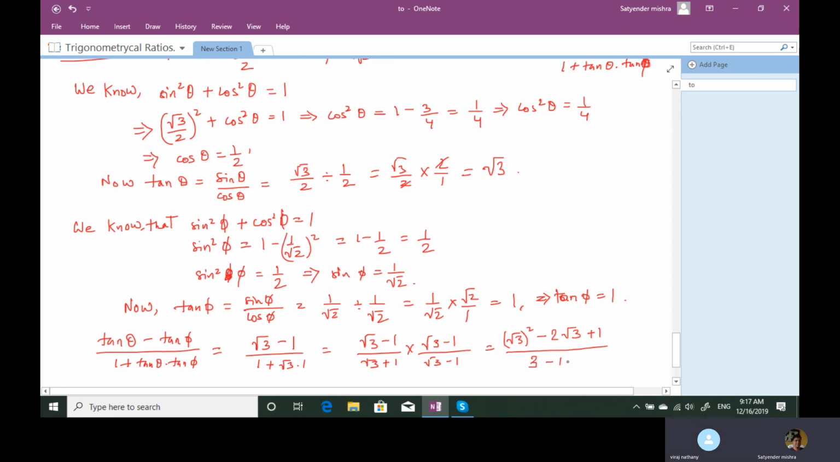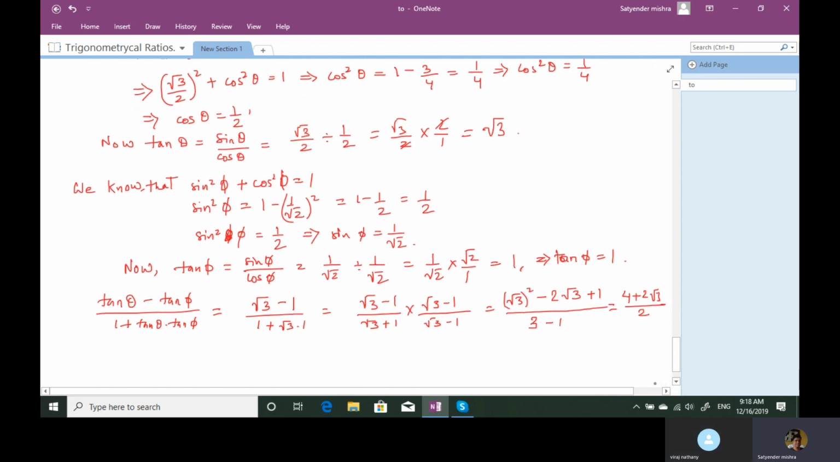3 minus 1. So this is equal to (root 3) whole square is 3, 3 plus 1 is 4. So 4 plus 2 root 3 divided by 2. So this 2 can cancel this 4, and this 2 can cancel this 2, right? So we can take 2 common: 2 plus root 3 divided by 2. So 2 can get cancelled. So we have the answer 2 plus root 3. This is the answer for this one.